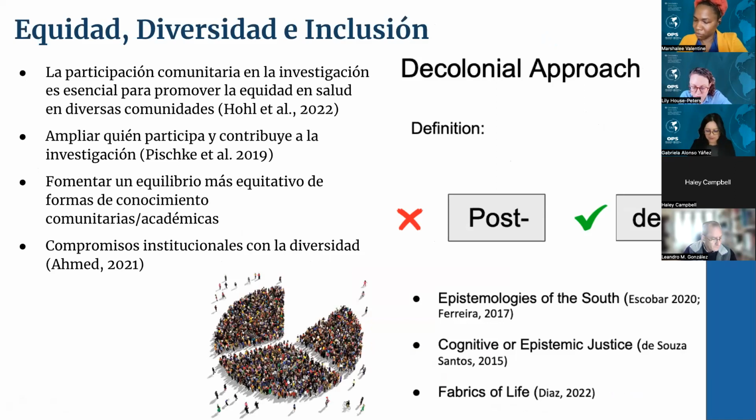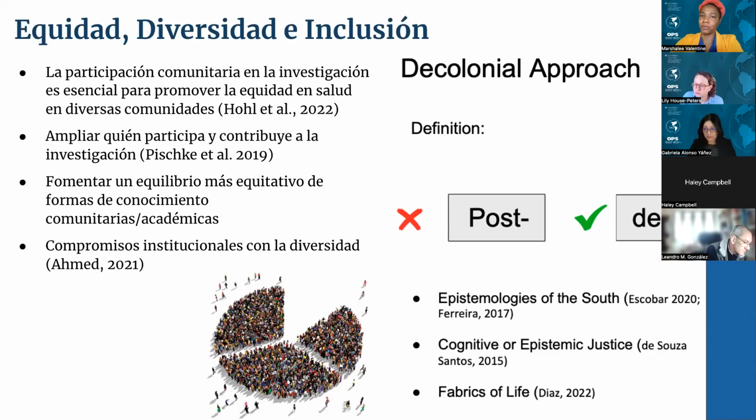Something that is also very important and that has started coming up most recently in TD work is equity, diversity, and inclusion. I think most of us here are very familiarized with these initiatives for equity, diversity, and inclusion. And this means that community participation in research is essential to promote equity in diverse communities. In the Global South, we are aware of the importance and of how this has always been a challenge for us. So we need to increase and to open up opportunities for participation, prioritizing marginalized communities that are usually not involved in the development of research.